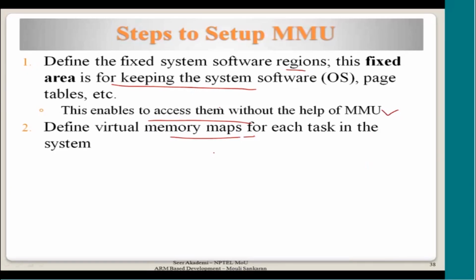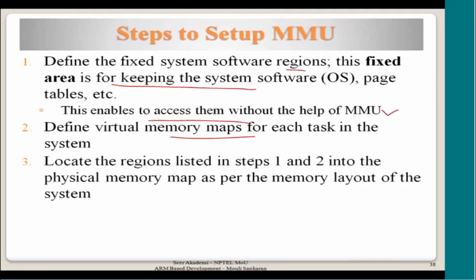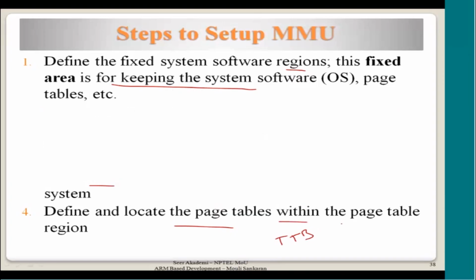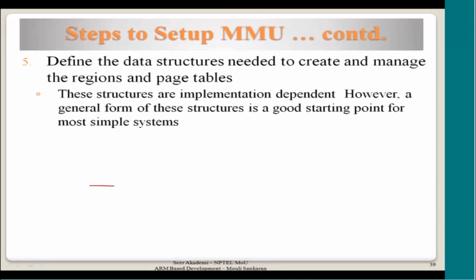Define the virtual memory maps. This is what you have to do to set up the MMU. Define virtual memory maps for each task in the system, and then locate the regions listed in step 1 and 2 into the physical memory map. We have to decide where you want to map that into physical memory, and then define and locate the page tables within the physical memory. So the TTB registers can be initialized based on where you want to place those page tables, and then define the data sets or entries needed for the regions and page tables.